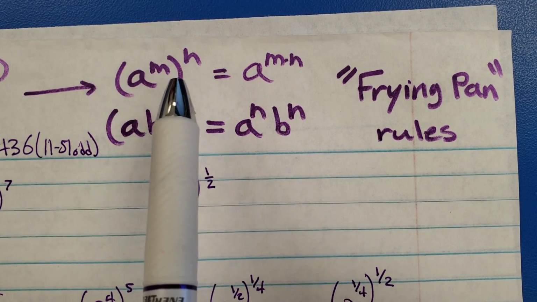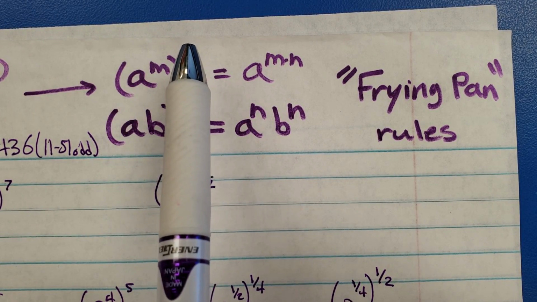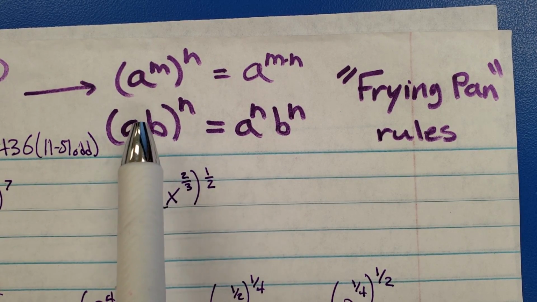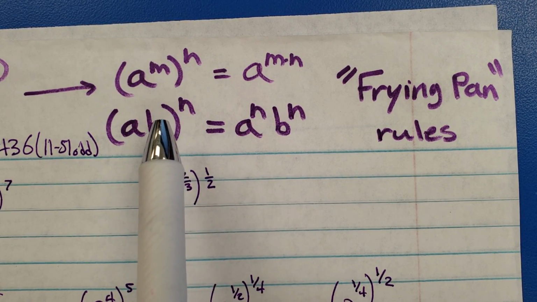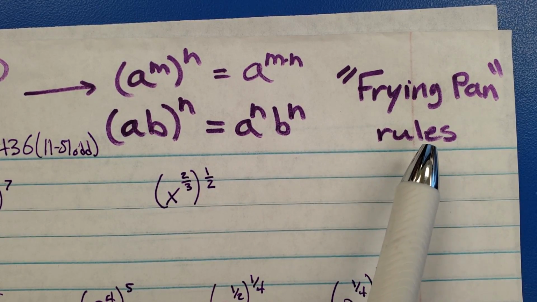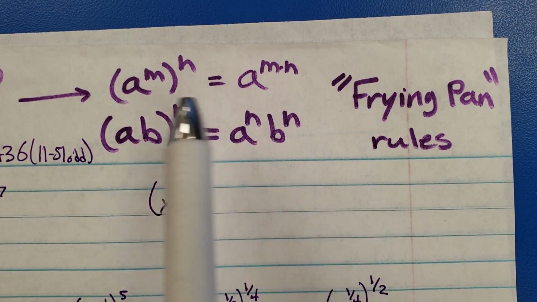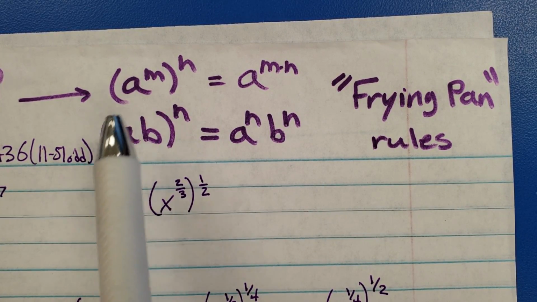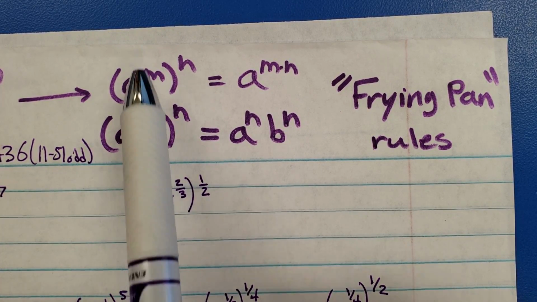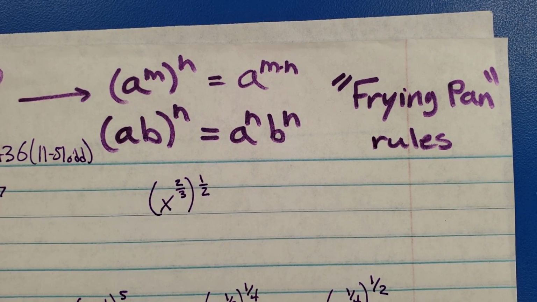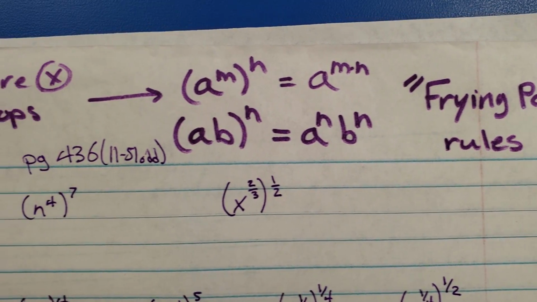All we're going to be doing here is taking a power and then powering it. And then we're going to be taking a product, or things that are already being multiplied inside brackets, and powering that group. I like to think of these as my frying pan rules. I'll explain my frying pan rules as I do some examples, but basically all you do is you pretend the brackets are a frying pan, and the stuff inside is food, and your little bit of exponents are some seasonings. So it'll make sense as we do examples.